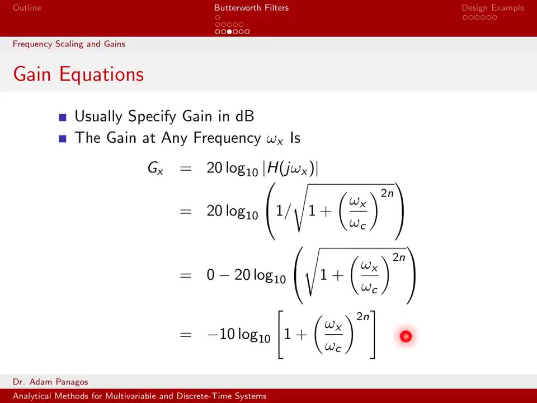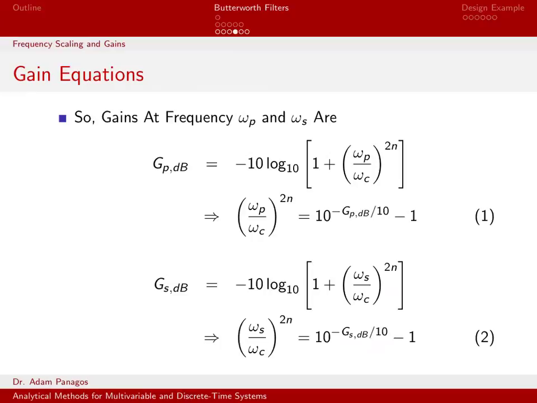We can use this for our filter design to specify a gain that we want at the frequency we want for some cutoff frequency, and solve for n to figure out what filter order I need to meet that filter design specification. Let's go ahead and do that using the frequencies we just talked about, the passband frequency and the stopband frequency. So let's evaluate this equation specifically at omega p and omega s. If we do that, we end up with these types of equations. We end up with the gain at the passband frequency omega p in dB, so this is in dB, is equal to this.